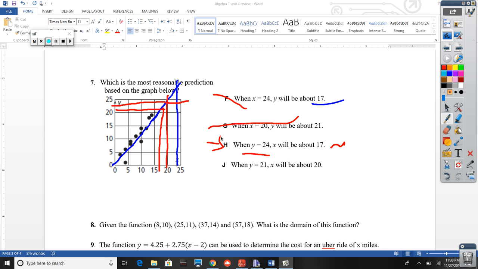You'll notice that on the test, if you draw a straight line with your paper or something, none of them are going to be as close as it was on mine. Okay. All right.